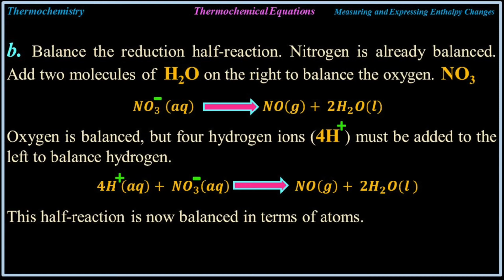Step 3B, balance the reduction half reaction. Nitrogen is already balanced. Add 2 molecules of water on the right to balance the oxygen, NO3. So oxygen is balanced, but 4 hydrogen ions must be added to the left to balance the hydrogen. So I've done that. This half reaction is now balanced in terms of atoms. Now don't forget, the NO3 is negative charge. So you know that's nitrate and comes from nitric acid.